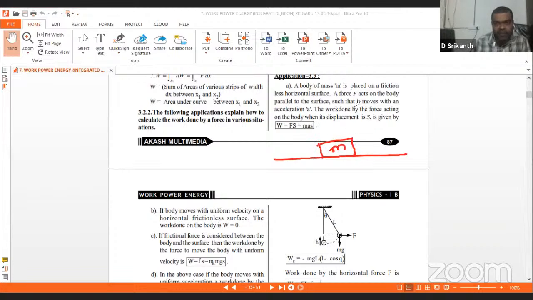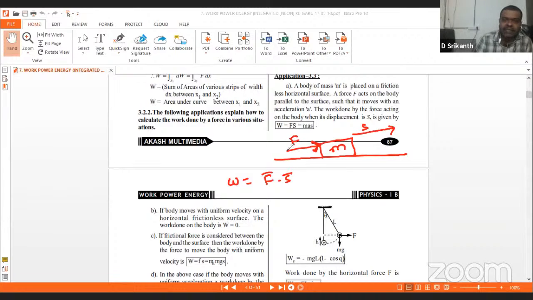We are having an object of mass m. When a force F acts on the object that is parallel to the surface such that it moves, whenever a force is acted on an object, we will have a displacement. Correspondingly, we are having an acceleration.